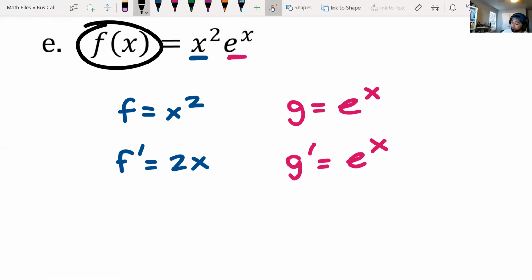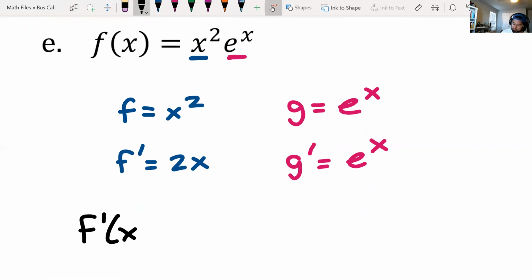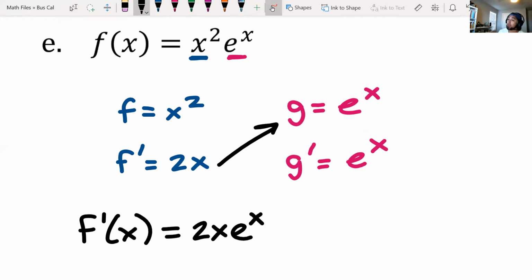Taking the derivative of f of x. So we'll start with f prime of x. And once again, just follow your product rule. f prime g, that's 2x times e to the x plus g prime f, e to the x times x squared.